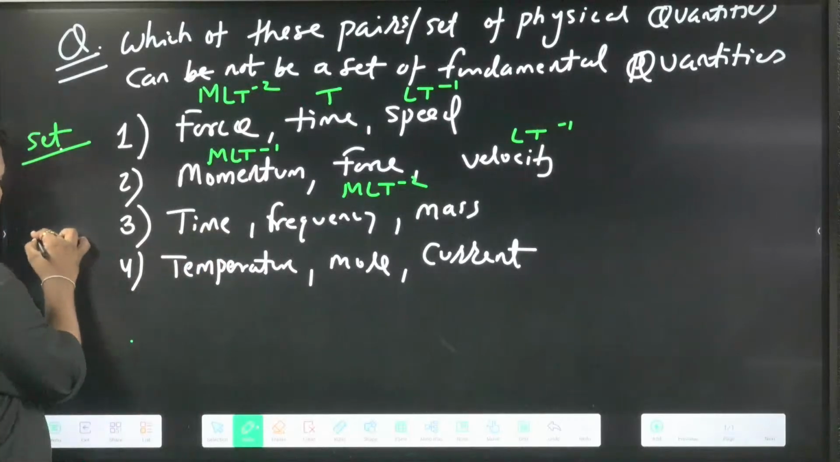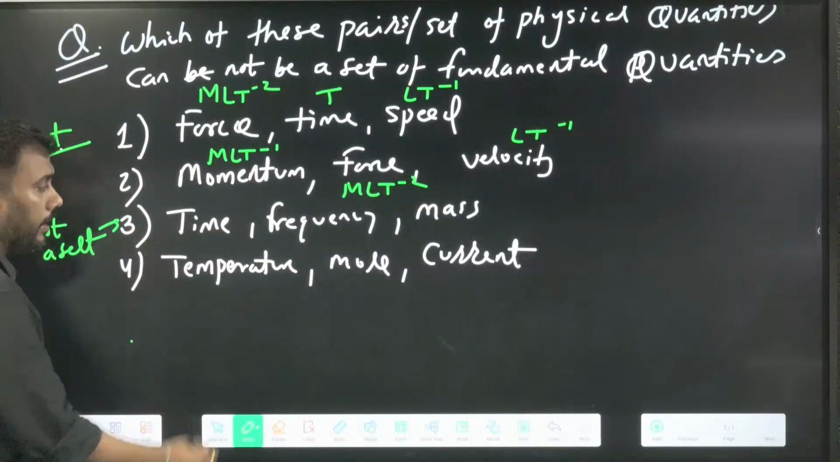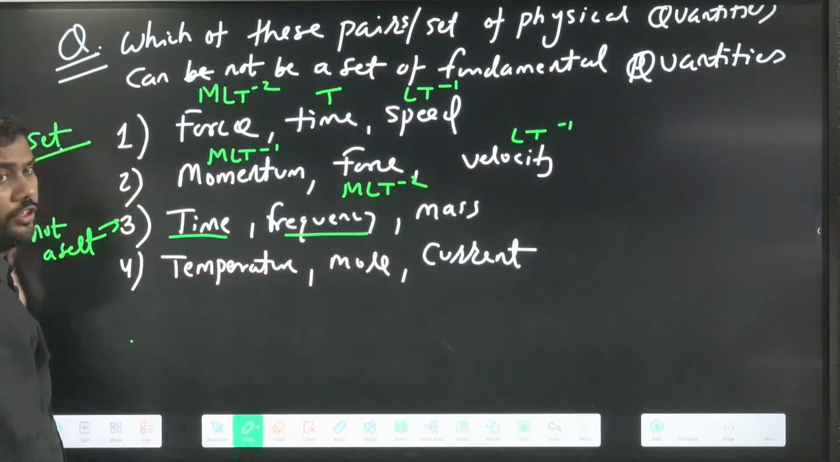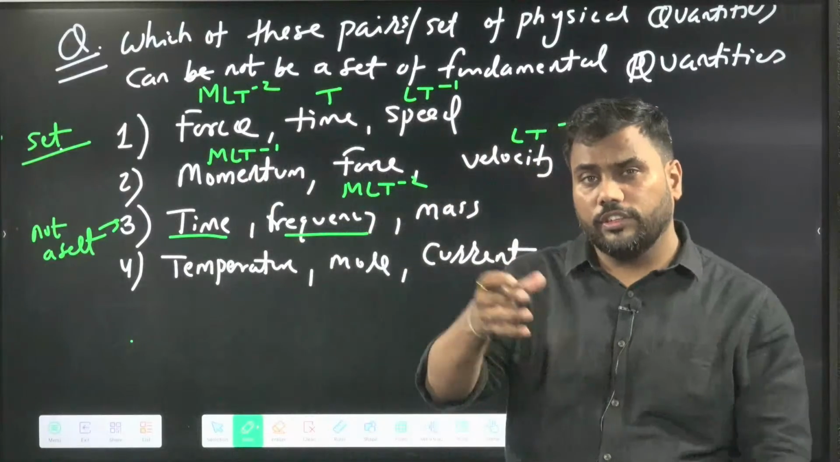But the third option is not a valid set. Why is this third not a set? Time and frequency are just inverses of each other. Frequency is just 1 upon time.